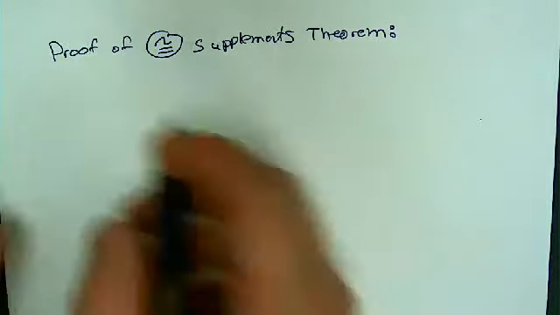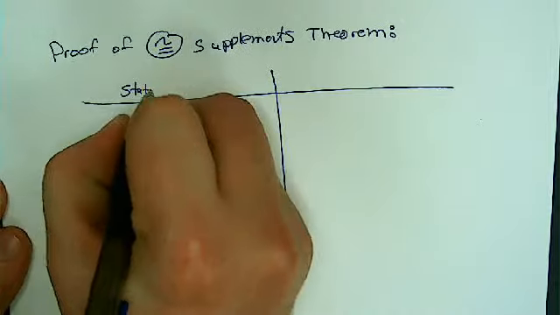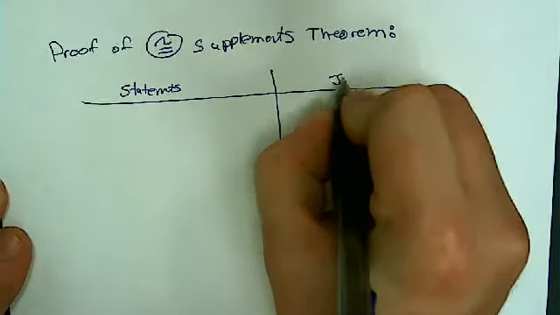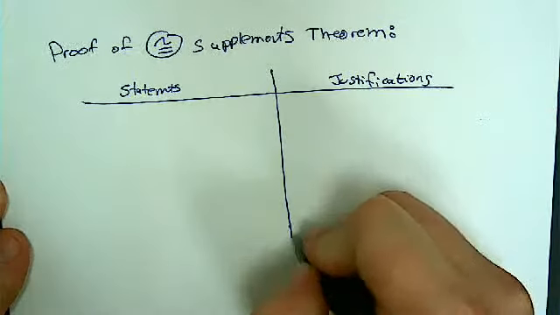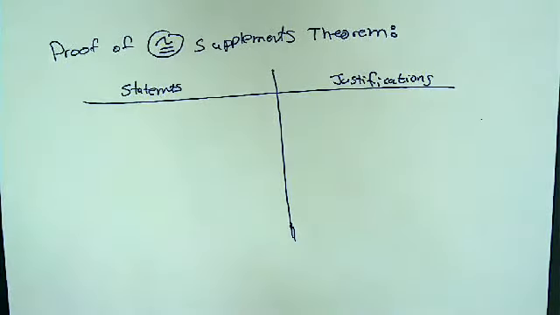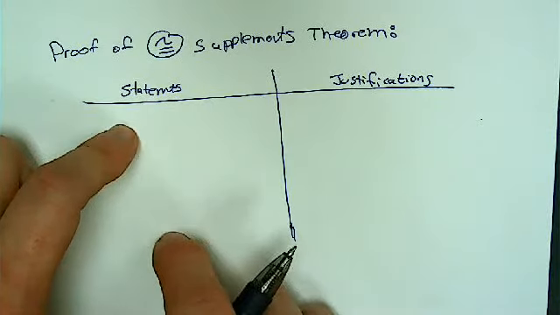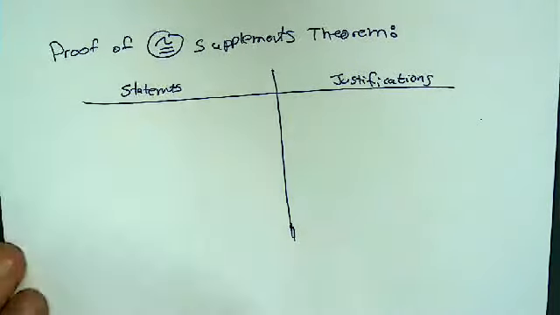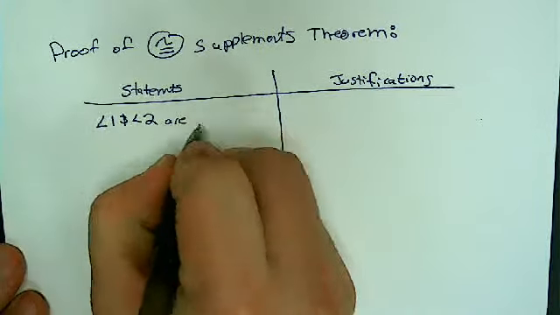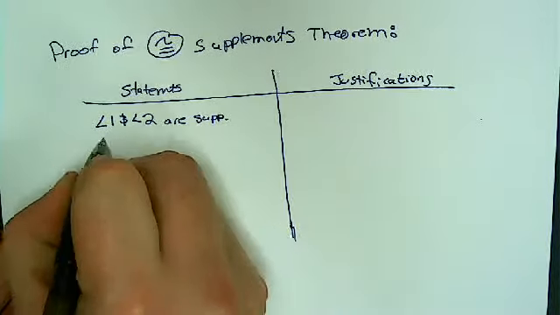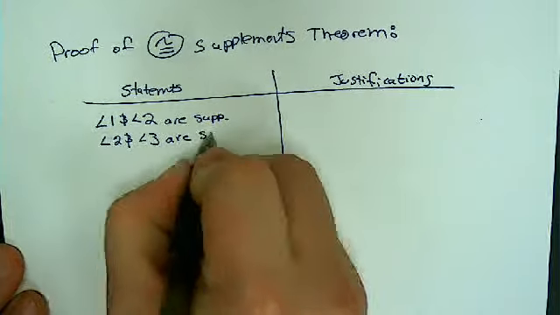Now, with all proofs, we're going to work in that two-column format where we have statements and justifications. Before we begin, let's remember where we're starting and where we're trying to get to. So the congruent supplements theorem says I have angle 1 and angle 2 are supplementary, and angle 2 and angle 3 are supplementary.